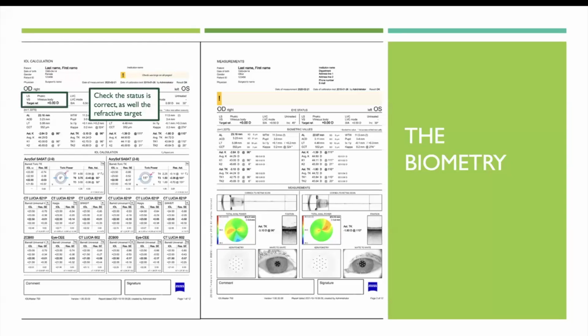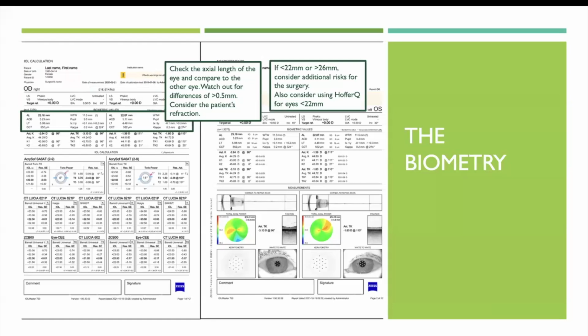Then I like to just check that the status is correct. So the patient should be phakic in the eye that you're about to operate on. And you also want to double check the refractive target. We can talk about that in a moment. But essentially, most of your patients will come with a refractive aim of 0. That will need to change if you're aiming for something like low myopia, for example.